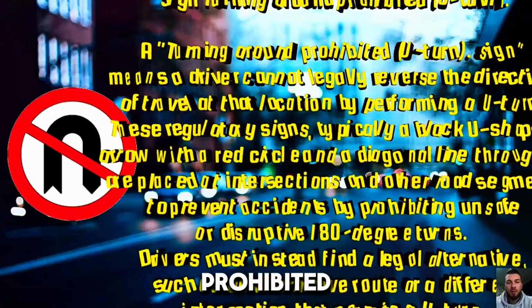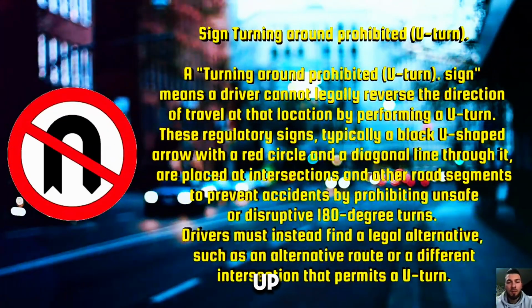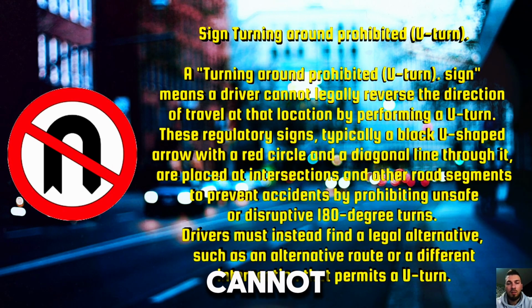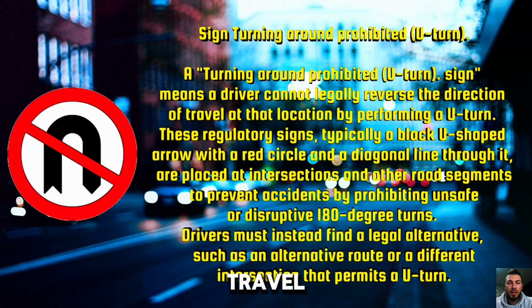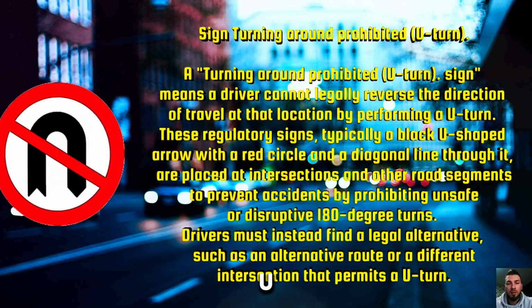Sign turning around prohibited, U-turn. The sign means a driver cannot legally reverse the direction of travel at that location by performing a U-turn. These regulatory signs, typically a black U-shaped arrow with a red circle and a diagonal line through it, are placed at intersections and other road segments to prevent accidents by prohibiting unsafe or disruptive 180-degree turns. Drivers must instead find a legal alternative, such as an alternative route or a different intersection that permits a U-turn.